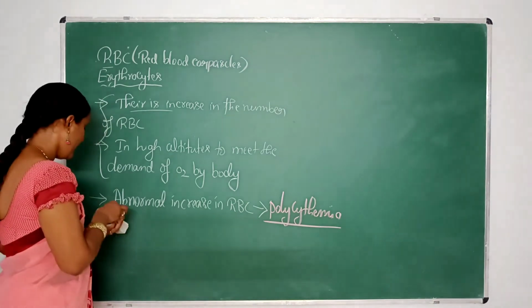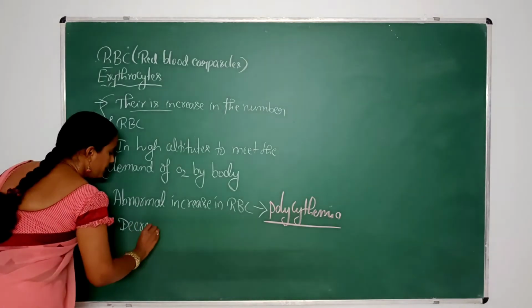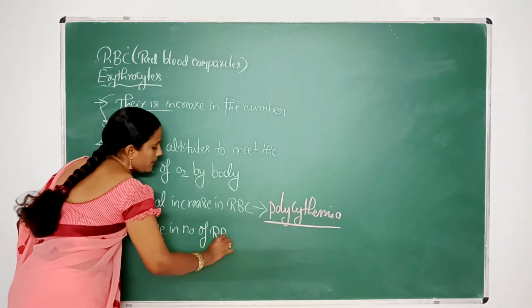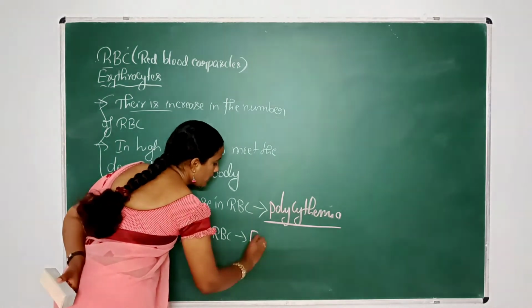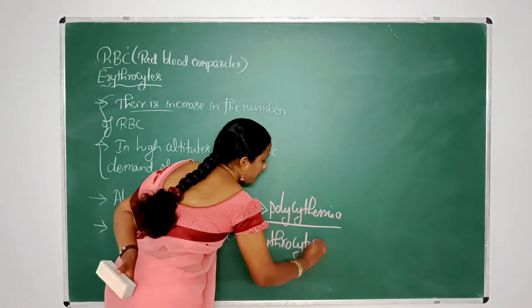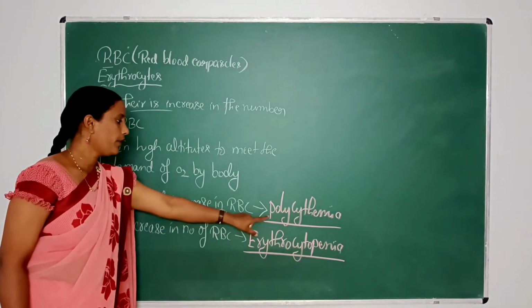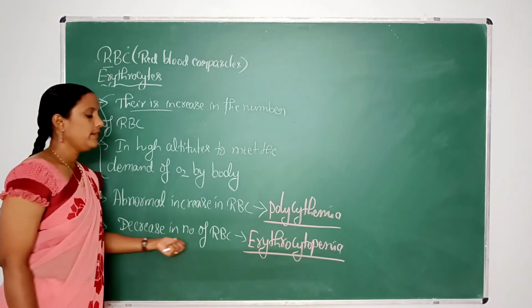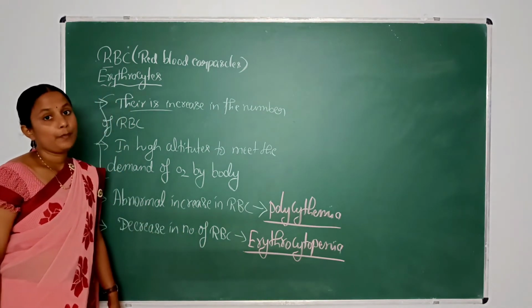And one more term is there. If there is a decrease in the number of RBCs, the condition is called erythrocytopenia. So these two terms you should remember. Polycythemia is an abnormal increase in the number of RBCs, and if there is a decrease in the number of RBCs, then the condition is called erythrocytopenia.